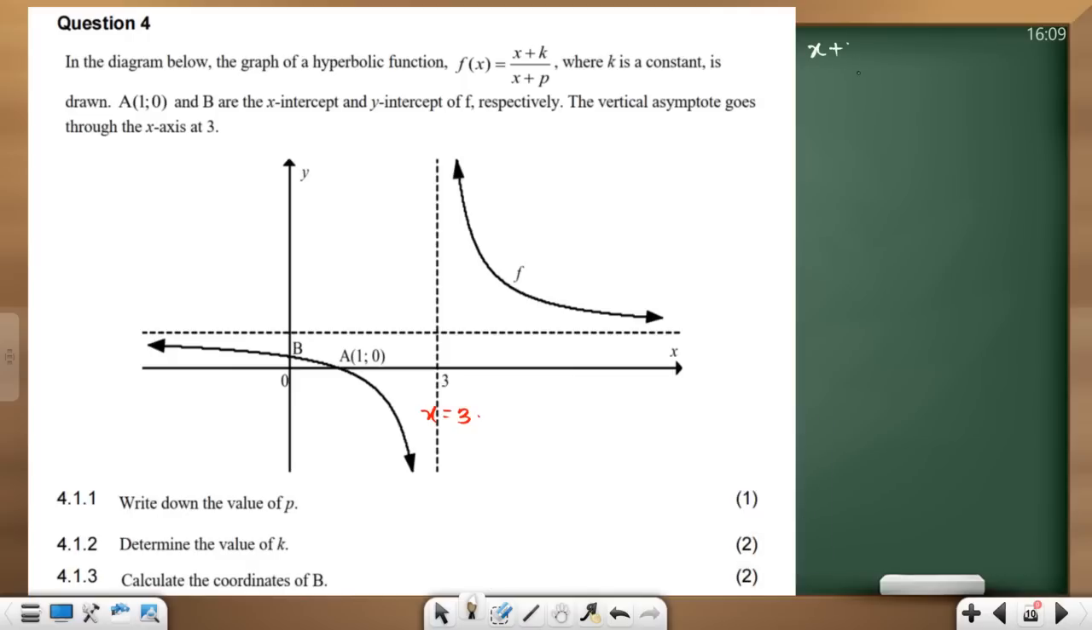We're saying x plus p should be equal to 0. X is equal to what? Negative p. But what is x here? But x is 3. If you are not sure, this is the way to work it out.